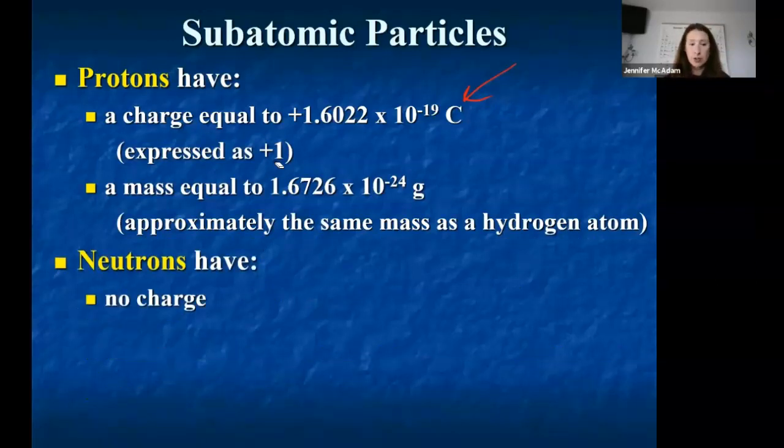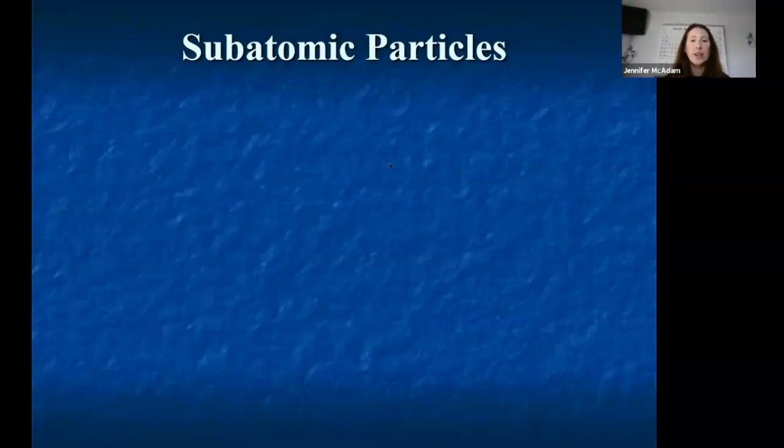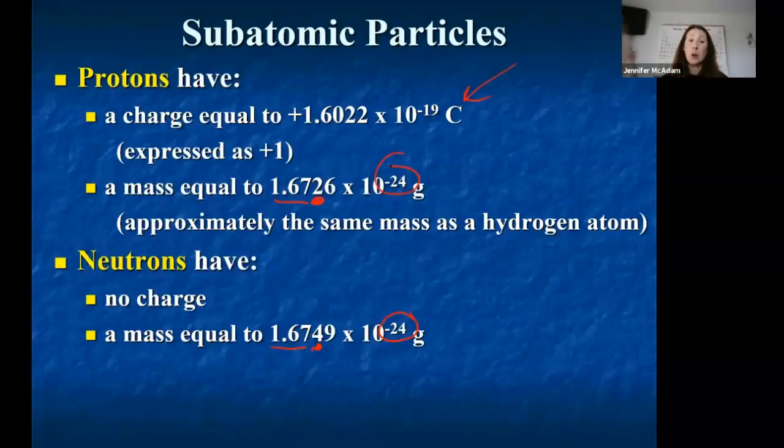Neutrons have no charge, but you can see if we look at this, 1.67, 1.67, 2, there's the change right there. -24 means they're about the same, almost exactly the same. So their difference in mass is almost undetectable. So we just say because of this that protons and neutrons have similar masses, or even the same mass. So if the question is, who has similar masses? The answer, protons and neutrons have similar masses.